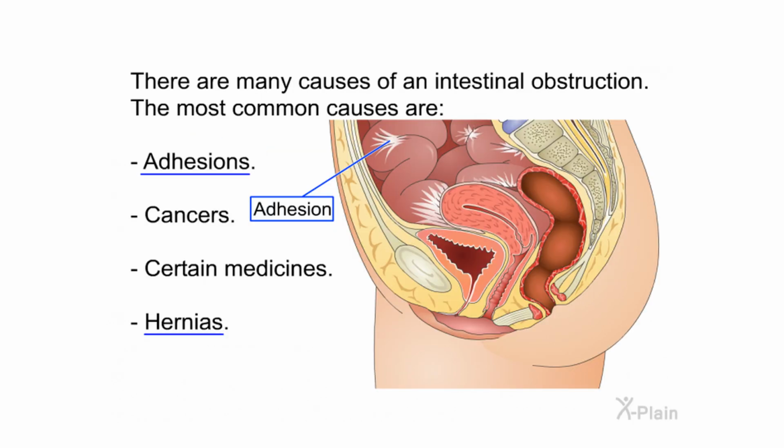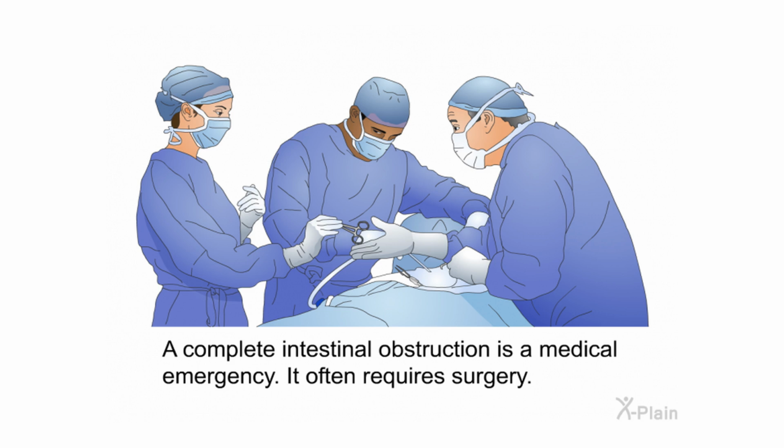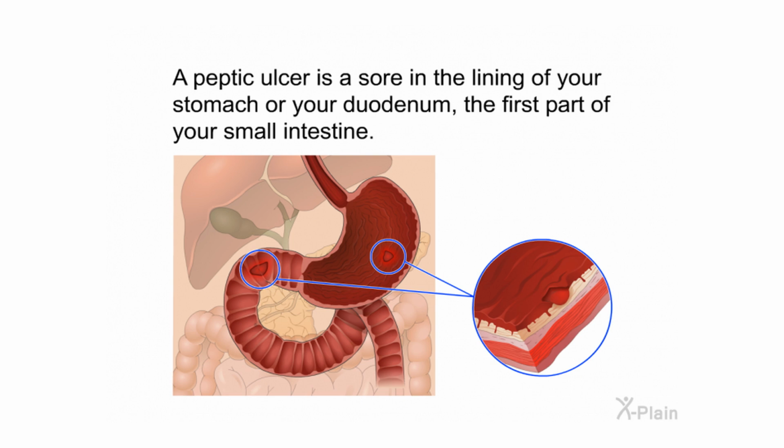There are many causes of an intestinal obstruction. The most common causes are adhesions, cancers, certain medicines, hernias. A complete intestinal obstruction is a medical emergency. It often requires surgery. A peptic ulcer is a sore in the lining of your stomach or your duodenum, the first part of your small intestine.